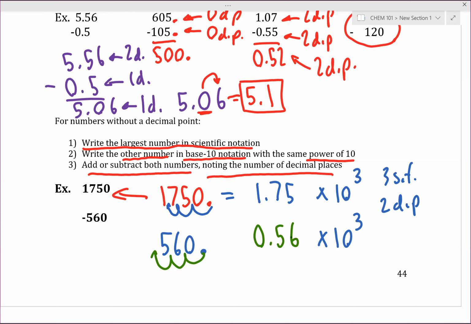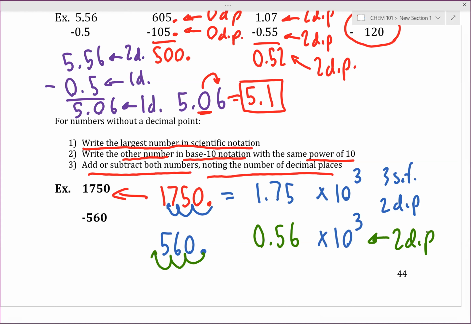Okay. Again, why did I get rid of this 0? It's not significant. Exactly right. Any questions so far? So, as long as you have two numbers with the same power of 10, you can add and subtract them just like normal numbers. As a consequence, how many decimal places does 0.56 have? 2, right? Just pretend this 10 to the third didn't exist.